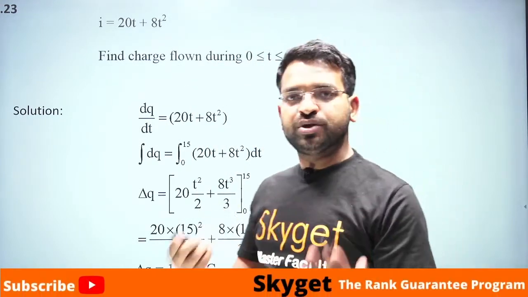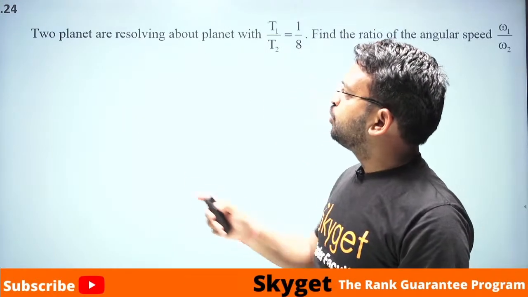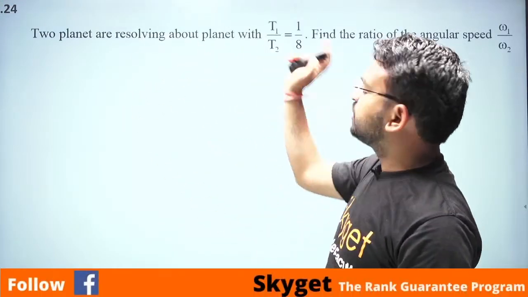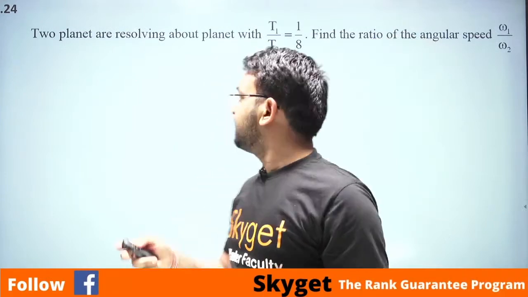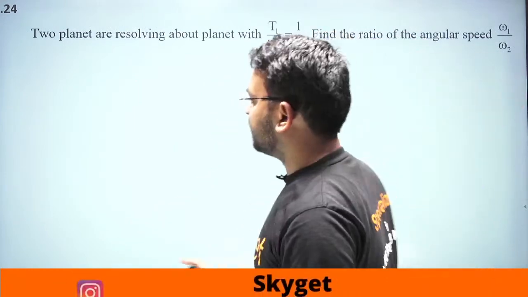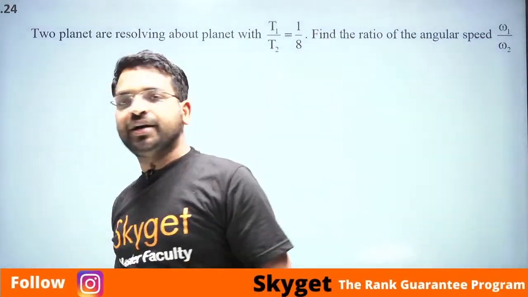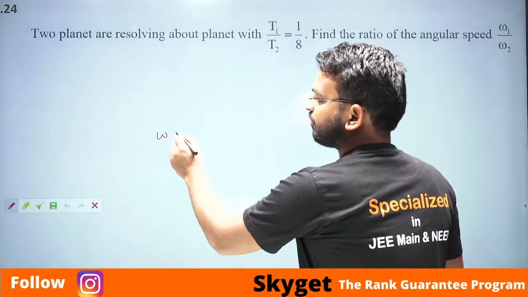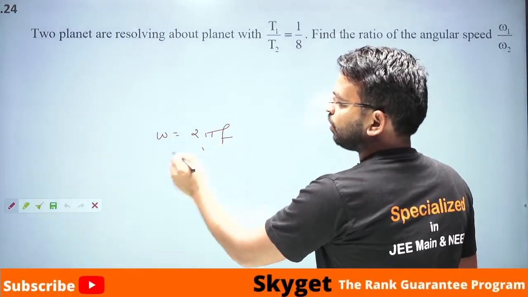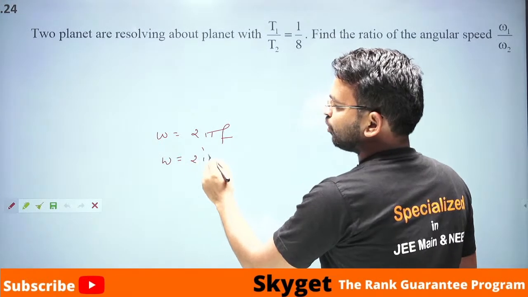The only thing you have to do was to integrate this equation. Two planets are revolving around this value, so they have given the time period, and they are asking for the ratio of angular frequency. If you remember the equation for time period and angular frequency, angular frequency is 2 pi f, or I can also write 2 pi over T.